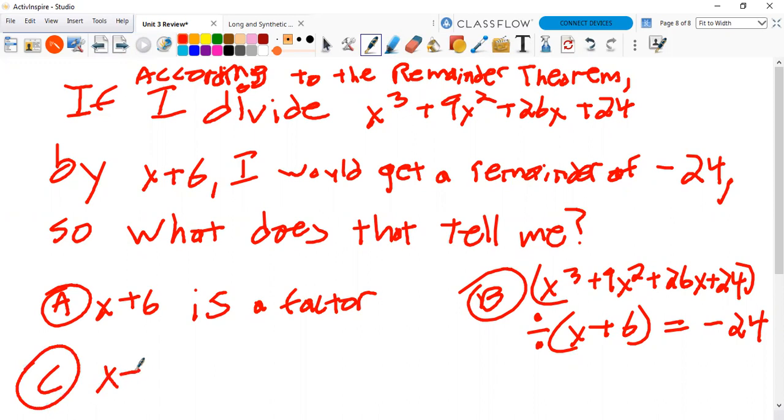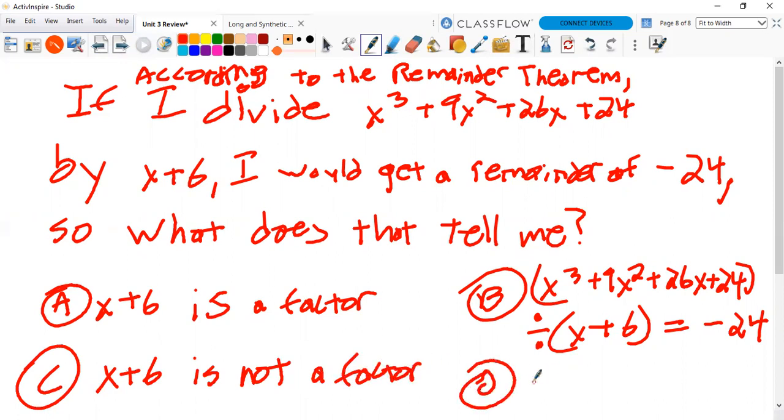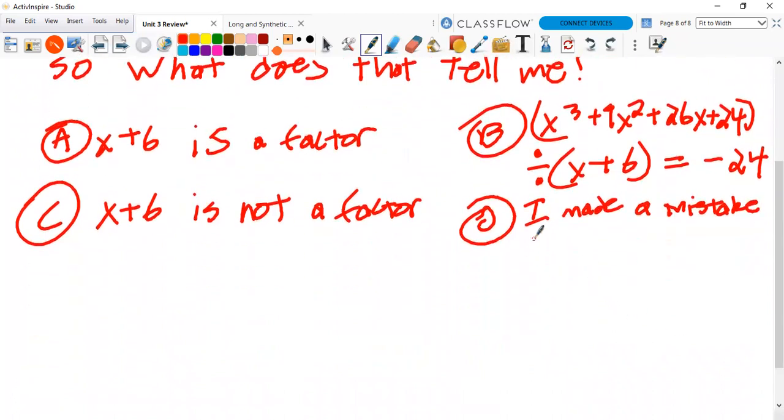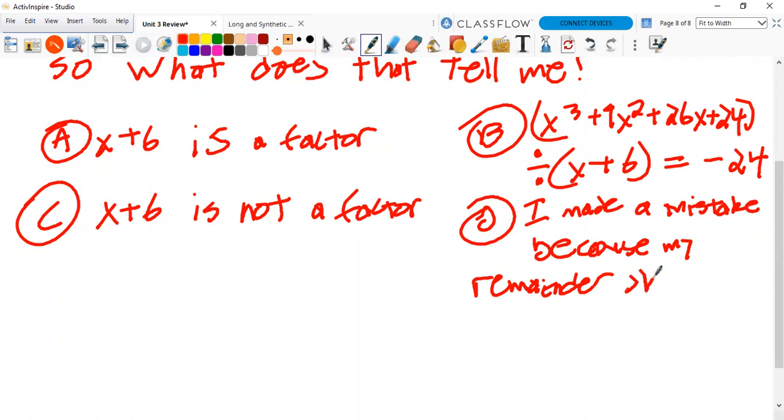C is going to say x plus 6 is not a factor. And D is going to say I made a mistake because my remainder, I know my handwriting's not the best, guys. I'm sorry. That's why y'all got to kind of listen. My remainder should always be 0.